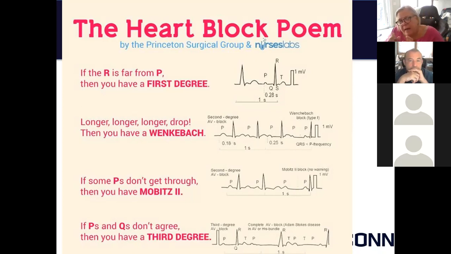But again, if you map out your PR intervals, they're getting longer and longer, and then all of a sudden we don't have a QRS response. If some P's don't get through, then you've got Mobitz 2. So again, there you've got what looks to be normal, PQRS, PQRS, P, no QRS. And if P's and Q's don't agree, then you have third degree. You've got P waves, you've got QRS waves, and they don't have any relationship with one another.